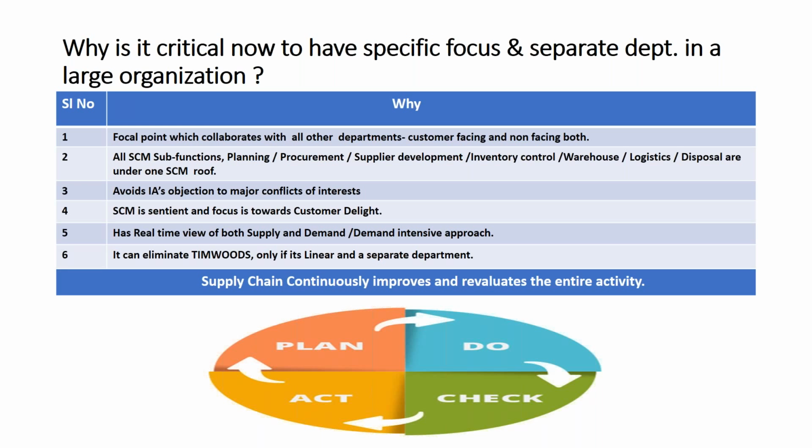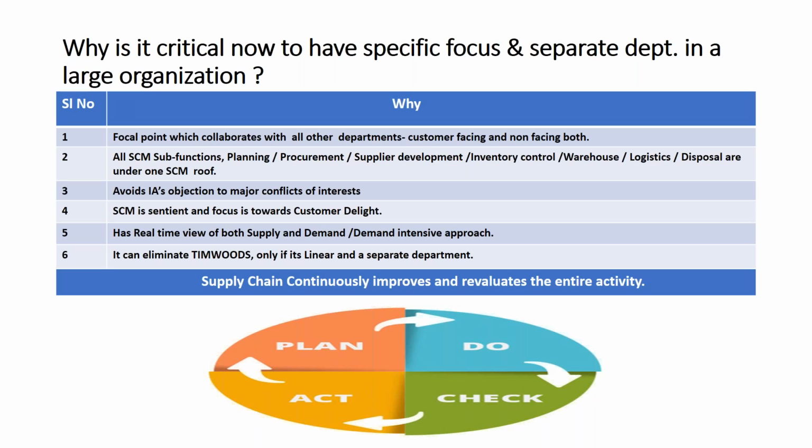Why skills? Because sometimes you are using over skilled labor for an unskilled job. Sometimes you are producing more defects. Sometimes you are using over specification. You have to use 6 micron stuff. You are getting 4 micron stuff and paying more. So you have to eliminate TIM WOODS, and it's only possible if it's a linear and separate function. Otherwise, it is not possible.